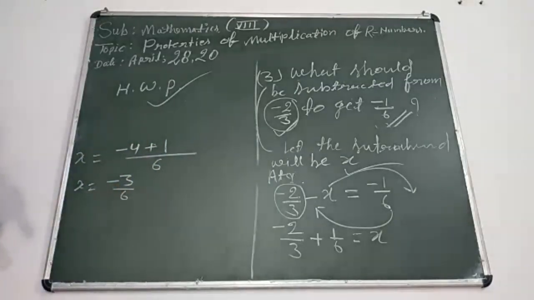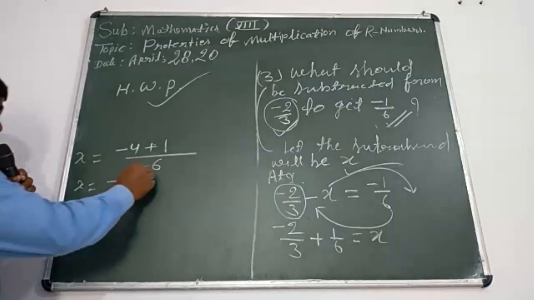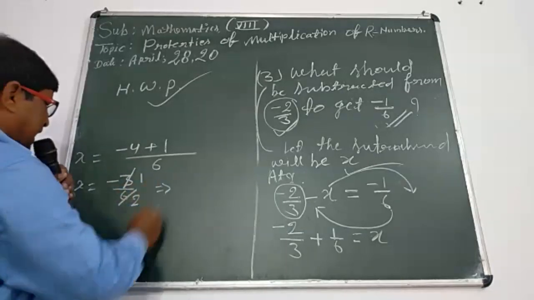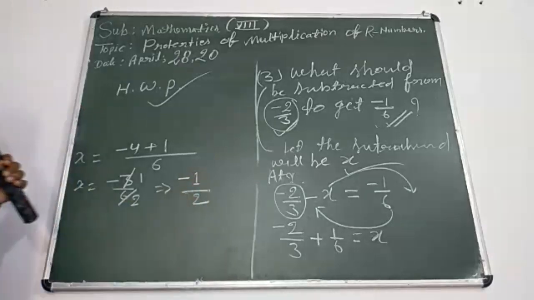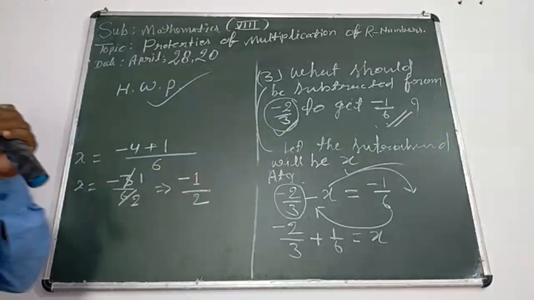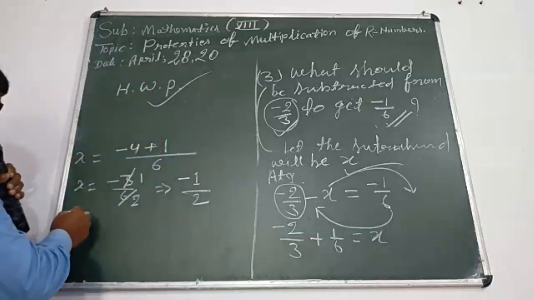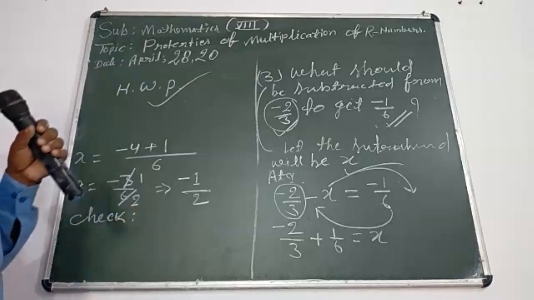Now you need the standard form of the rational. 3 is the common divisor. 3 1s are 3, 3 2s are 6. And you can write now minus 1 upon 2. So the subtrahend will be minus 1 upon 2. Now student, you can check whether your answer is correct or not.